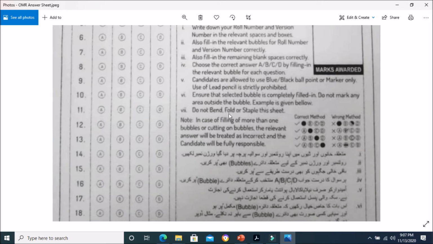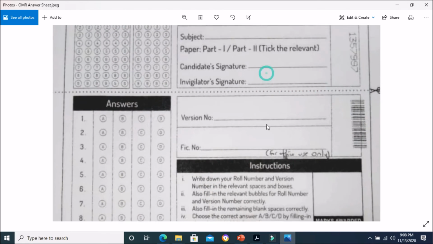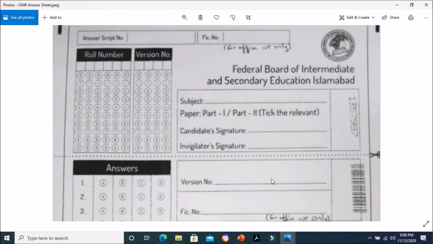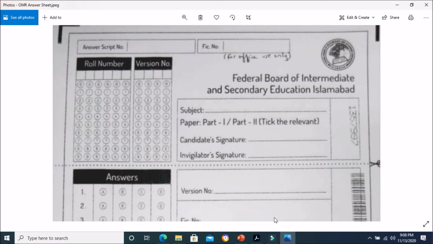Now number 7 point is there. Do not bend, fold or staple this sheet. This should be in proper condition because these answer scripts are going to be checked by computer systems. These will be passed through a machine, so you don't need to fold it. So you will fill all these things within the due time and submit this answer script to your examiner within the due time.